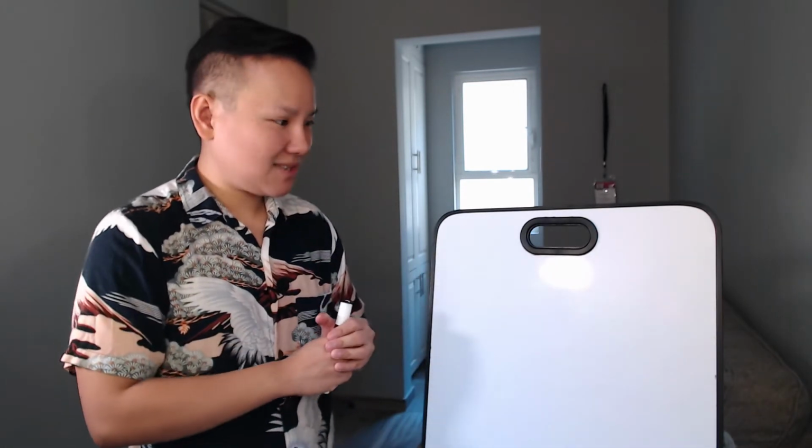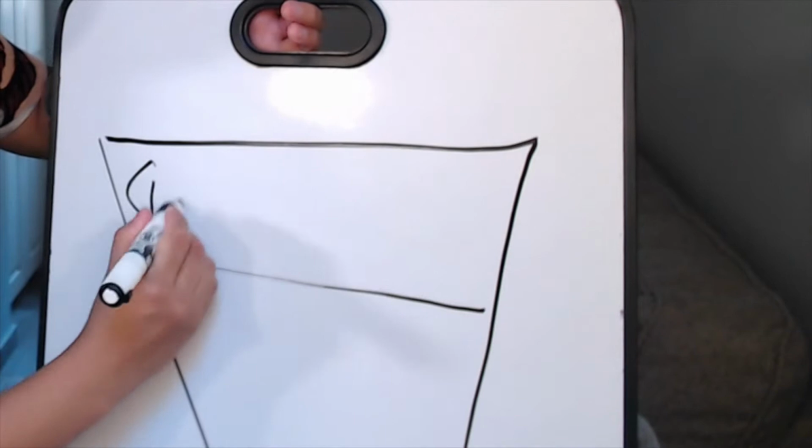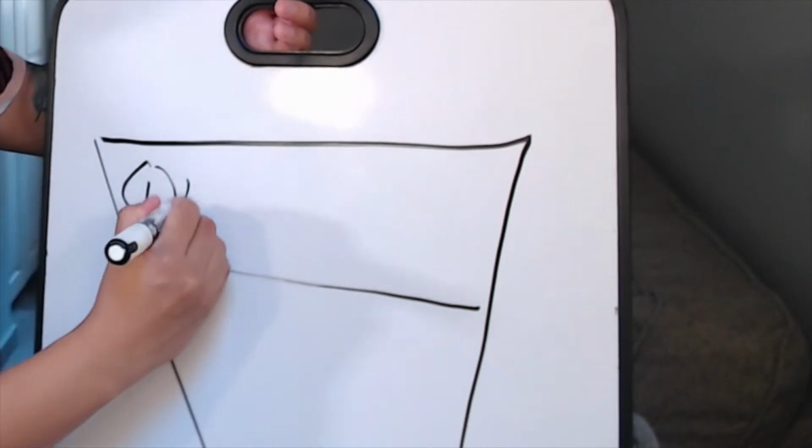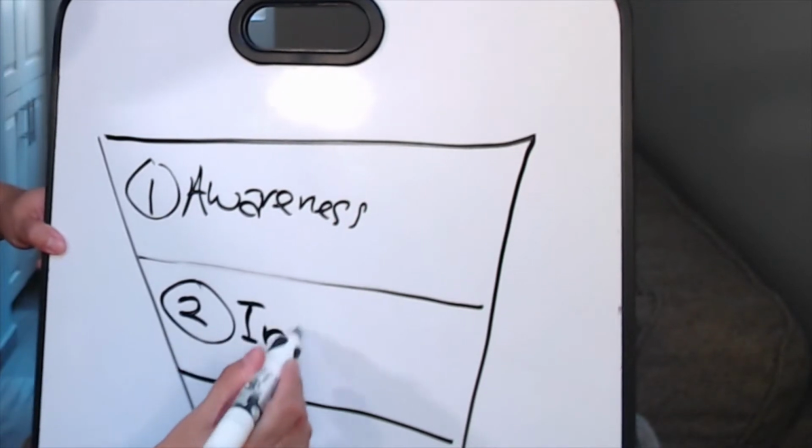There are 4 main stages to creating a sales funnel for your service business. So I'm going to draw it out for you right now, the sales funnel. Now this is stage 1, and we're going to call it the awareness stage. And then we're going to go to stage 2, which is the interest stage.